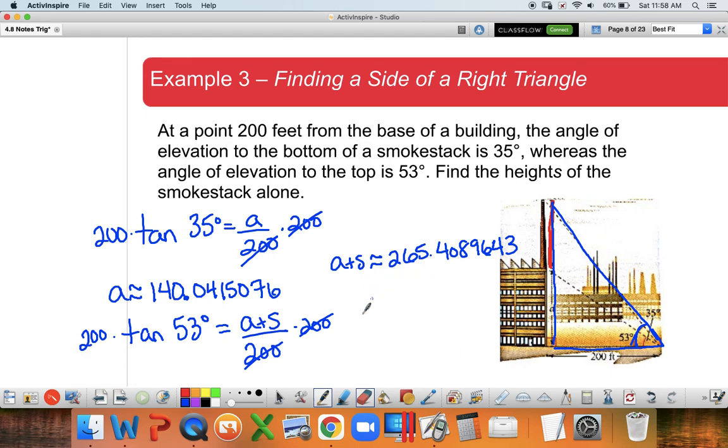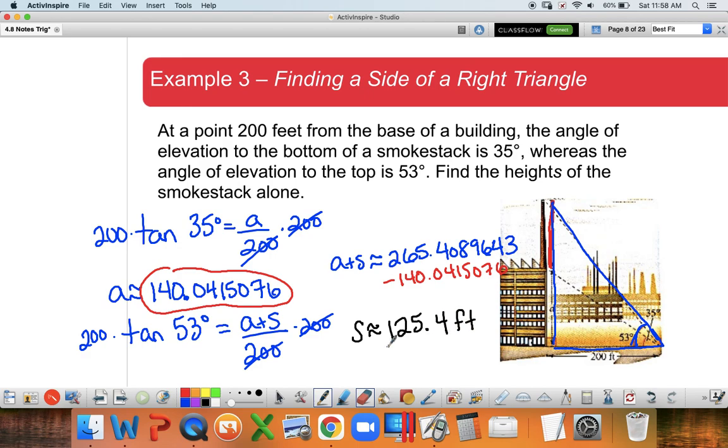Now I'm going to subtract off our value of A. So I'm going to take this and subtract it from this amount here. And when I do that, I get that the height of the smokestack is approximately, now we can go ahead and round. We're at the very end, let's round to 1 decimal place, is 125.4 feet.